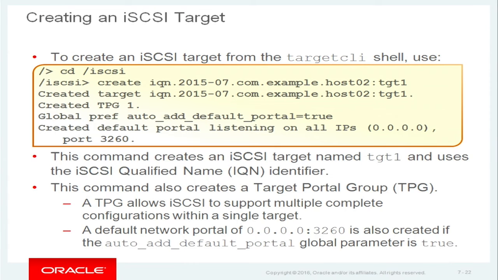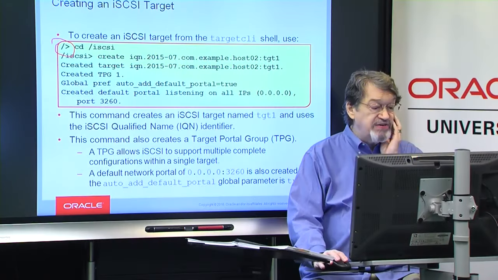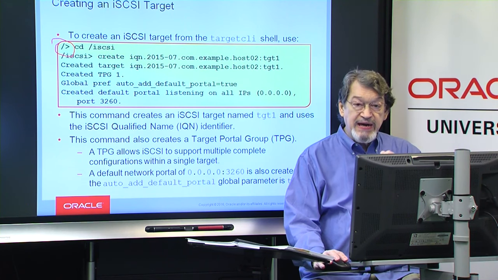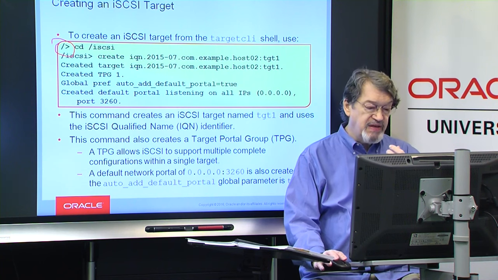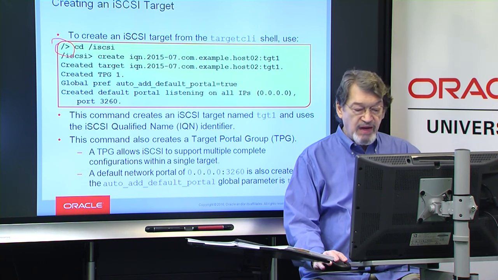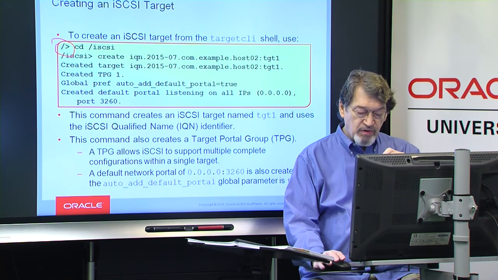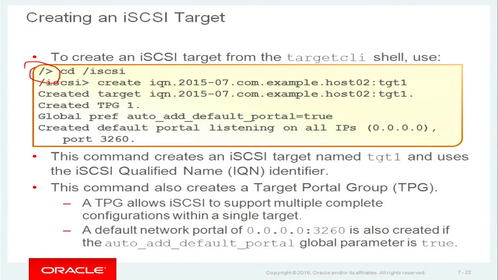So here, to create an iSCSI target, cd into the iSCSI directory. Now, once again, do notice that we have that targetcli prompt. So I change into the iSCSI directory, and I do a create iSCSI qualified name, IQN. The year was 2015. The month was 07. You have the reverse name of the iSCSI target, com.example.host2. And then this particular piece of storage is going to be called TGT1, target one. Okay. The feedback right below the command tells you that target one was created.